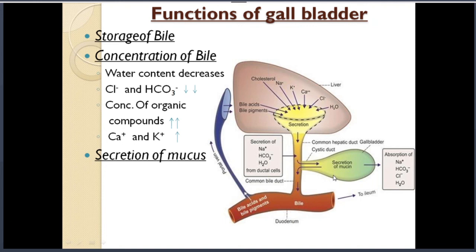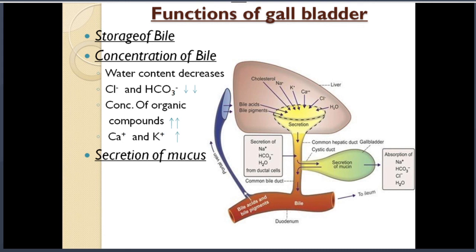The changes that occur in the bile when it is stored in the gallbladder are that water is reabsorbed and the water content decreases a lot. From 97% water content, it goes down to 87% water content in the bile. So it concentrates the bile to a larger limit.